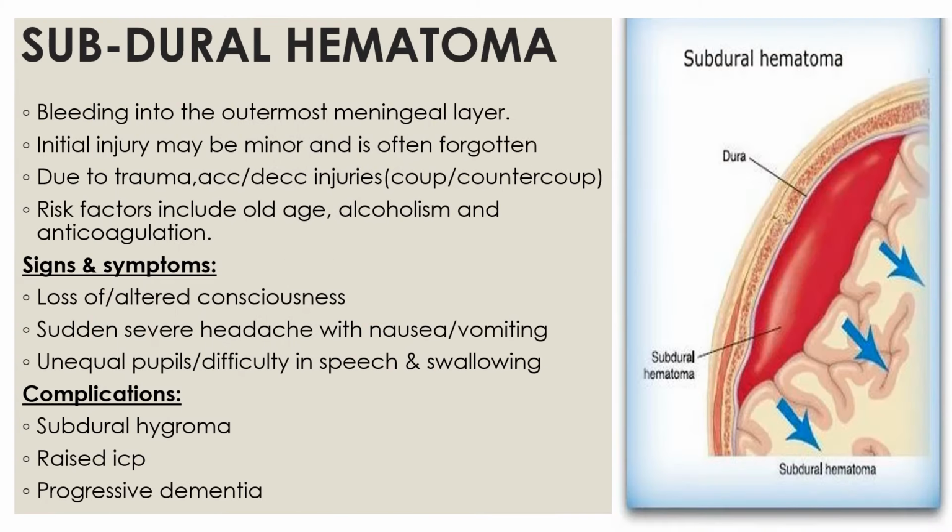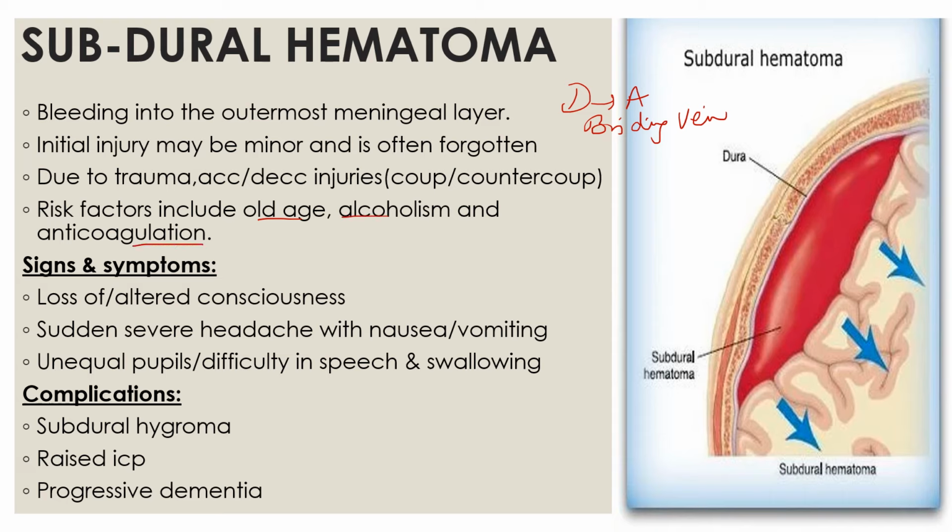Subdural hematoma occurs when there is bleeding into the outermost meningeal layer, that is between the dura mater and the arachnoid mater. This occurs when there is bleeding from the damaged bridging veins in between the cortex and the venous sinuses. The initial injury may be minor and it is often forgotten. It occurs due to trauma, acceleration, deceleration, or coup-contrecoup injuries. The risk factors include old age, alcoholism, and anticoagulation.